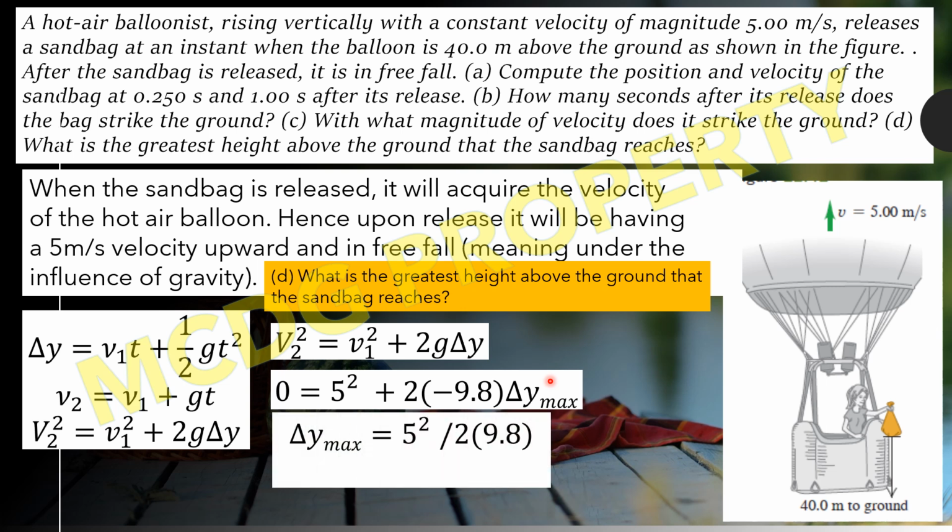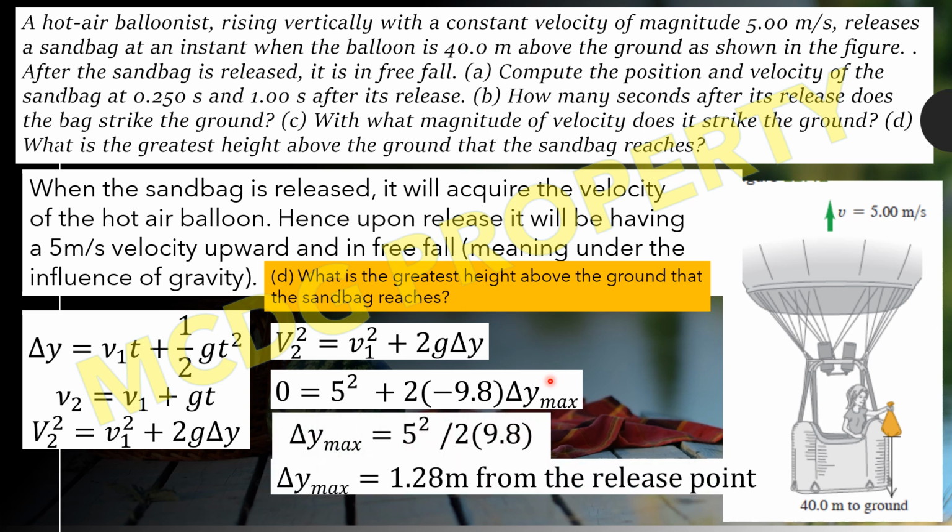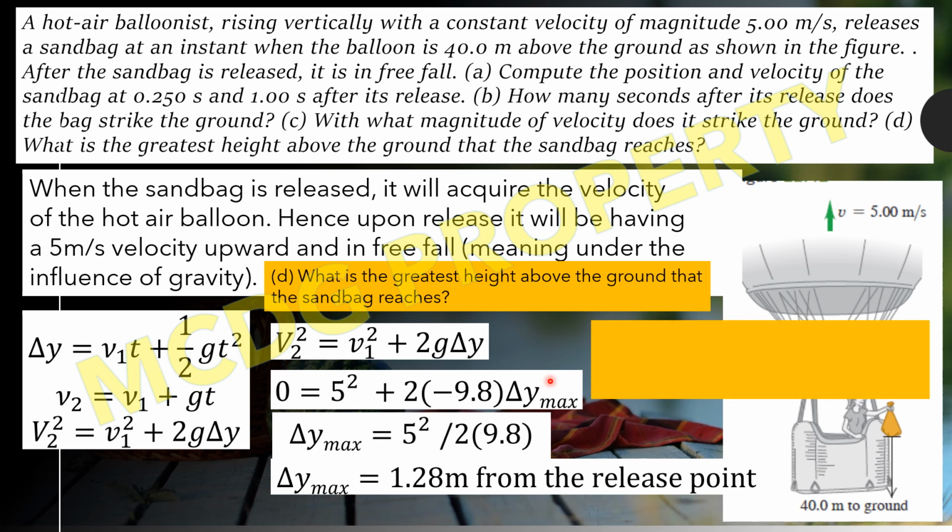Solving for delta y max, delta y max is 1.28 meters from the release point. Now from the ground, you just add 40, so it will be 41.28 meters from the ground. From the release point, it's just 1.28 meters. Above the ground, it will be 41.28 meters.